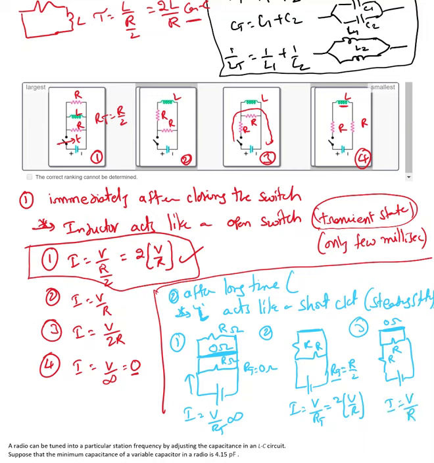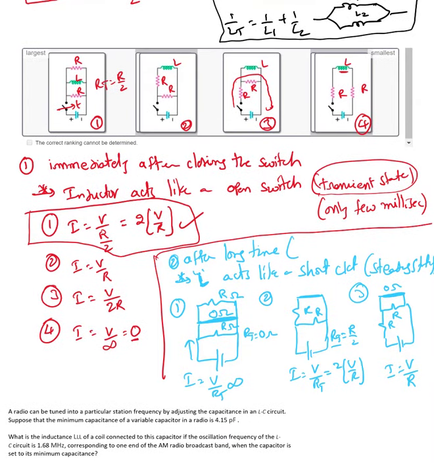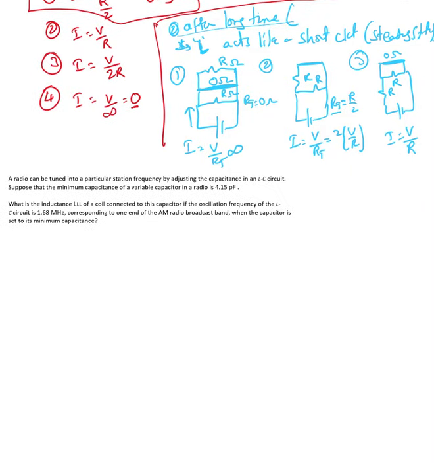That's the current. In the fourth case, this is going to act like a short circuit. So I equals V over 2R, since those two are in series. So which circuit is going to supply more current? Even in steady state, circuit 1 is going to supply a large amount of current. In the transient state, circuit 1 is also going to supply a large amount of current. Okay, here is the last example.